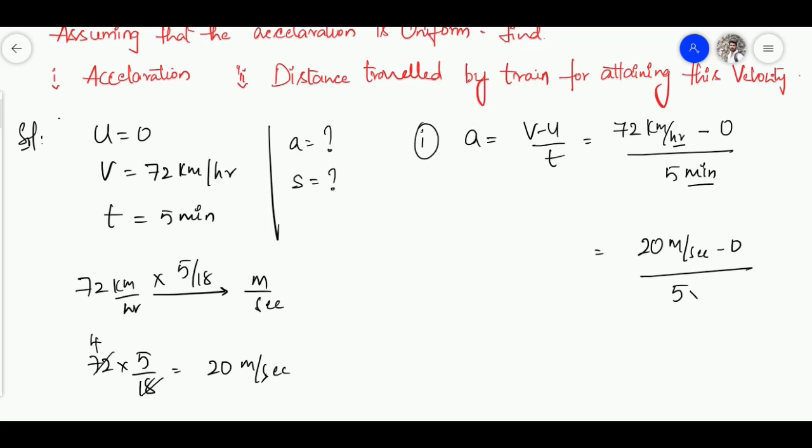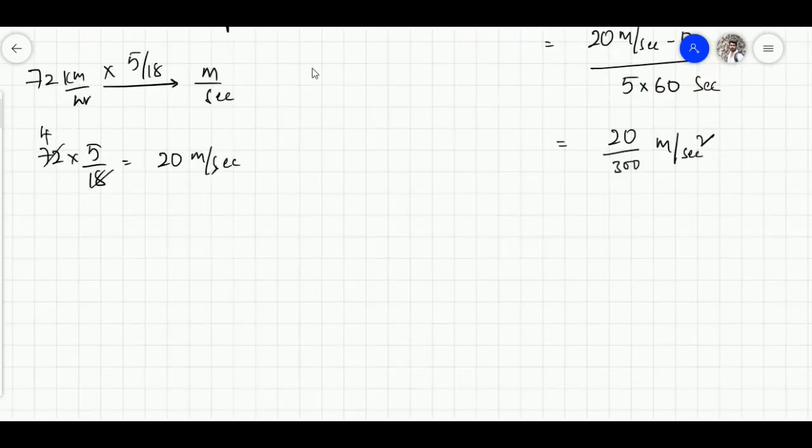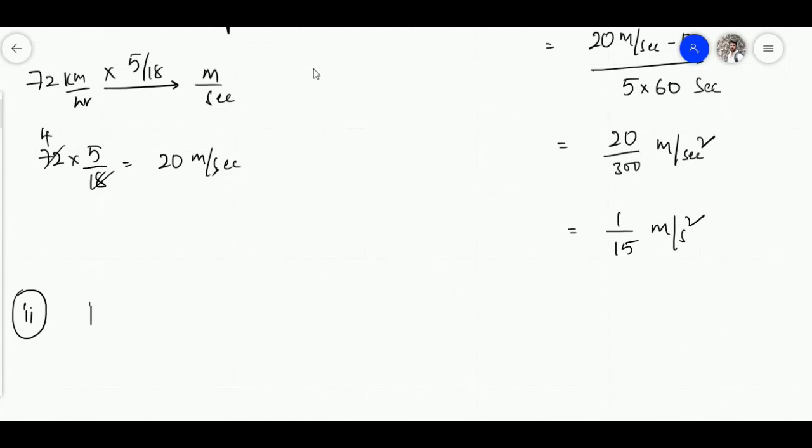5 minutes I have to convert into seconds. 5 into 60 seconds. 20 by 300 meter per second square. The final result would be 1 by 15 meter per second square. Done with the first one, and coming to the second one, we need to find the distance.